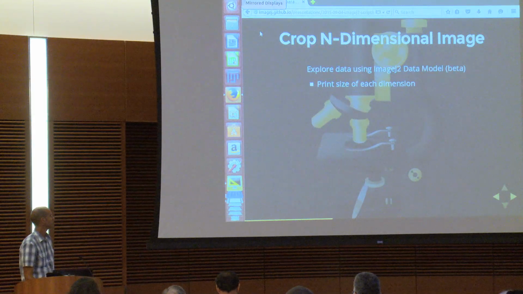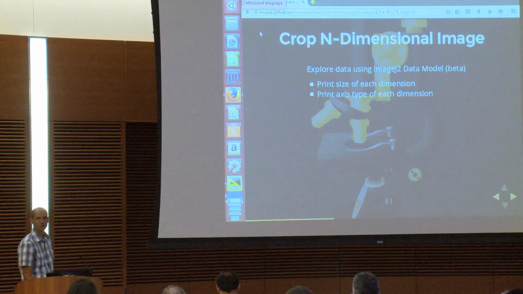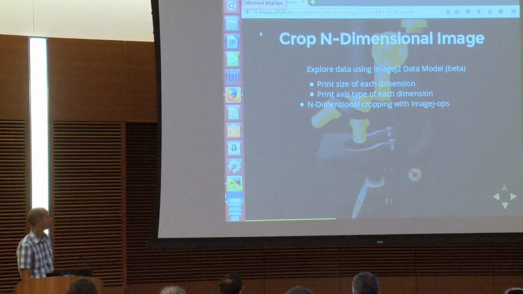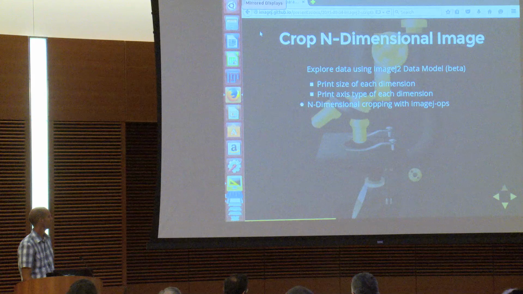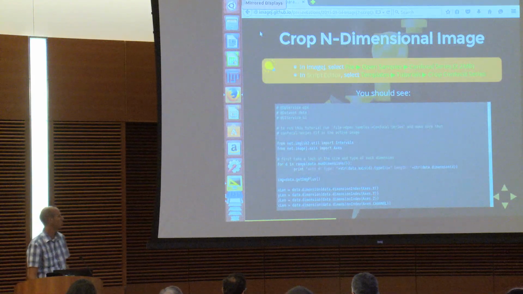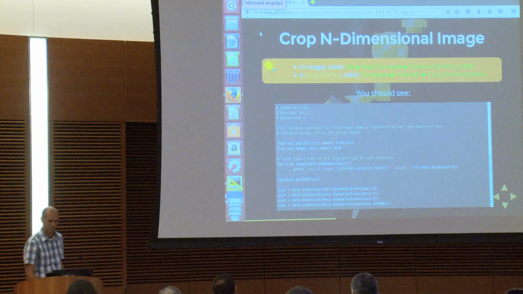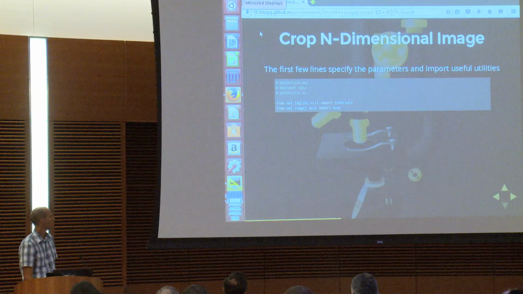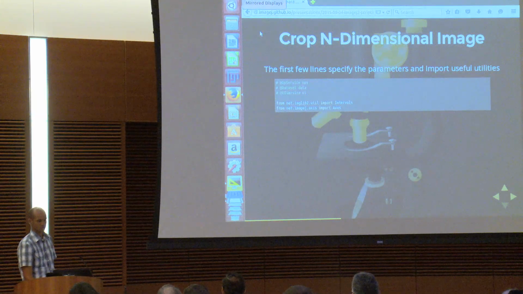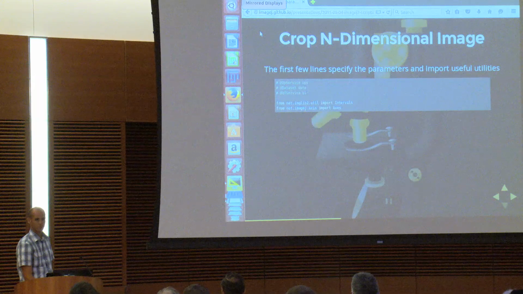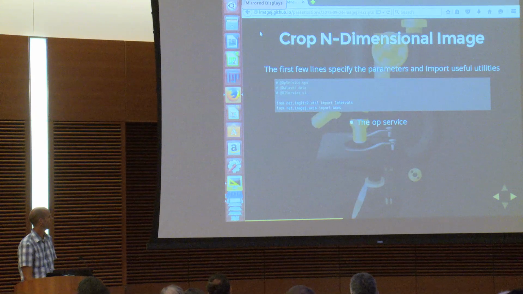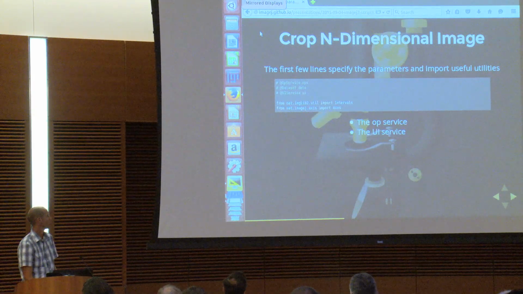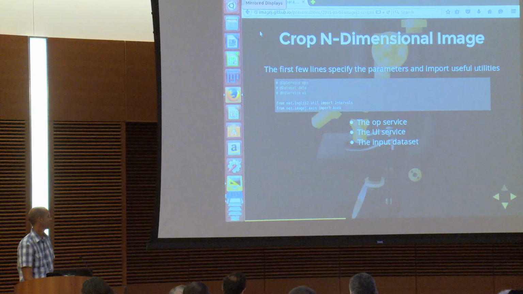So we're going to look at data using the ImageJ2 data model. We're going to see what size of dimensions we have, and what type of dimensions we have. And then we're going to actually do some cropping. So once you open up your script, you should see this. The first few lines of this script just set up the parameters that we're going to need and perform some imports. You should understand that by now. So we import the op service and the UI service and the input data set.